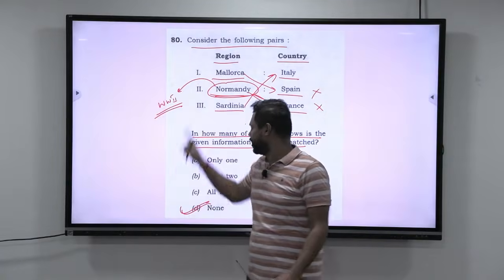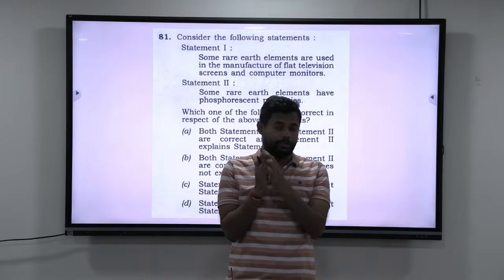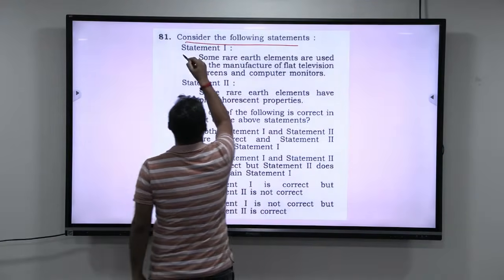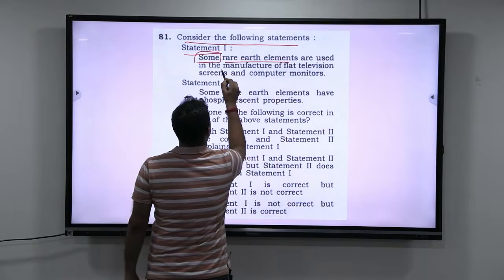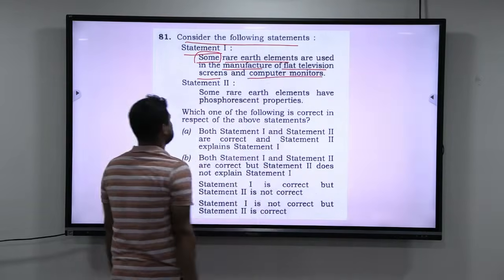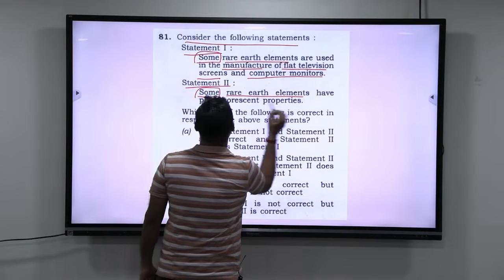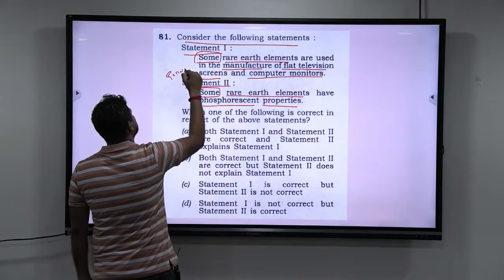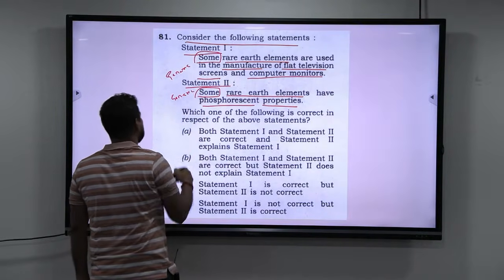The answer for the 80th question is D. Okay, let us solve this now. Again, this question can be solved with common sense. Look at this. Consider the following statements. Statement 1. Some rare earth elements are used in the manufacture of flat television screens and computer monitors. Okay. Statement 2. Some rare earth elements have phosphorescent properties. Again, both the statements are generic. That is the first advantage that you have. When they say some, it is generic.